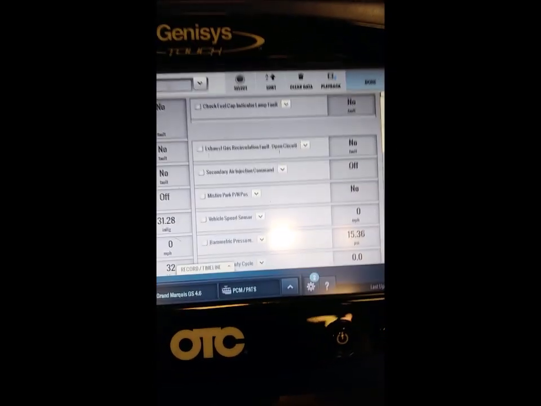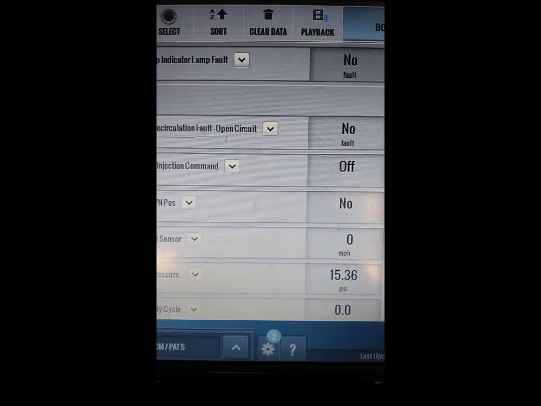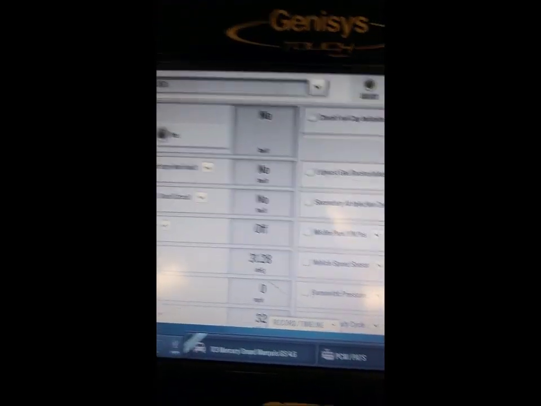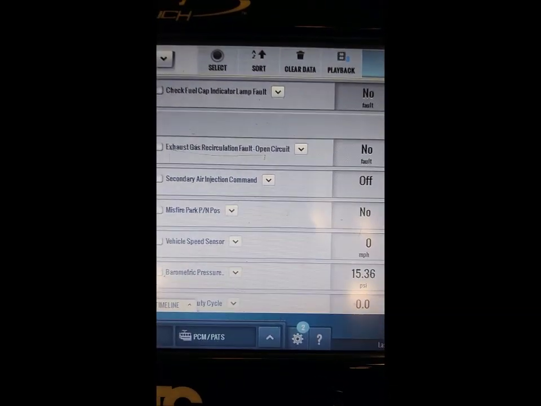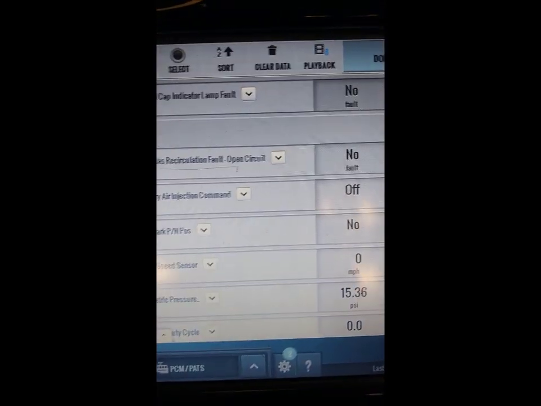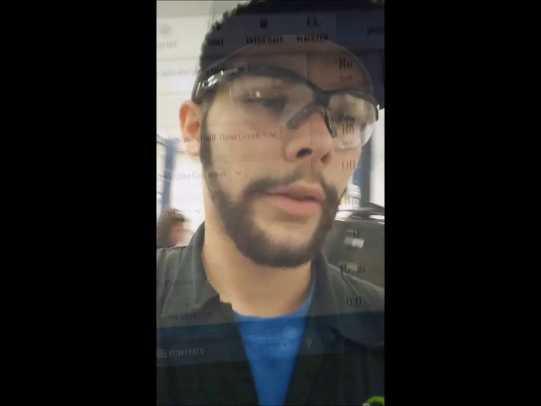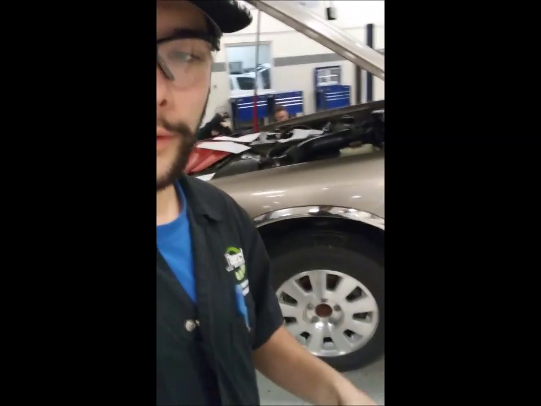But there you go. It's very important to look up this stuff, because sometimes you need to know if you have any faults, or to see how much pressure is in certain things, and make sure your evap system is running accordingly and doesn't have any problems. That's the emission system and its components, and we were just testing it on a 2003 Grand Marquis right here. And thank you for watching, guys.